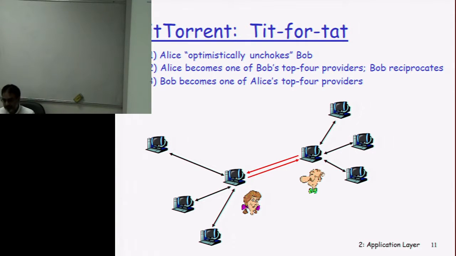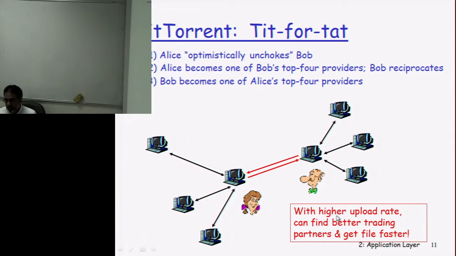Clear? Depending on rate. With a higher upload rate you can find better trading partners and get the file faster. Now why is this method kept in the torrent, that every 10 seconds you have to re-evaluate the topmost 4 providers? Because in this way you will get the copy of the file in the fastest way and the trading will become quite fast. With a higher upload rate you can find better partners who can trade the file with you, and in this way you can get the file faster.